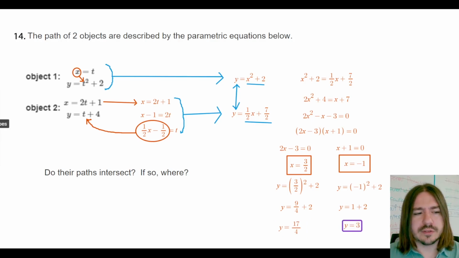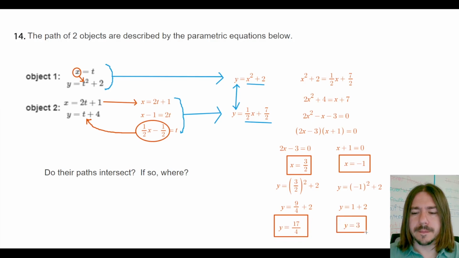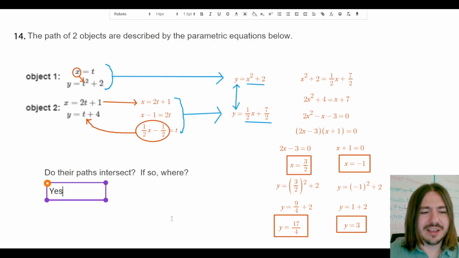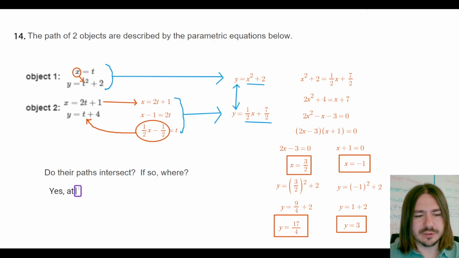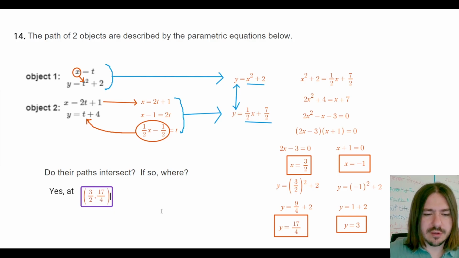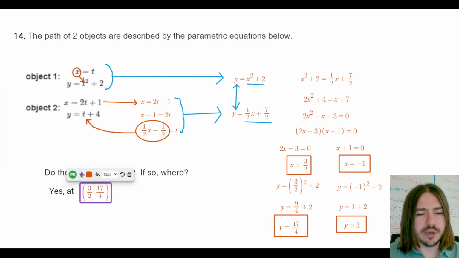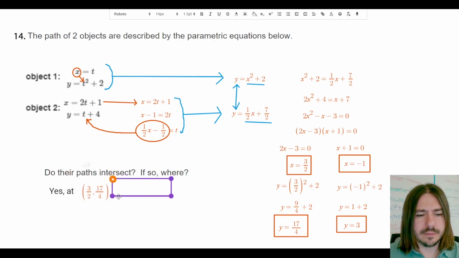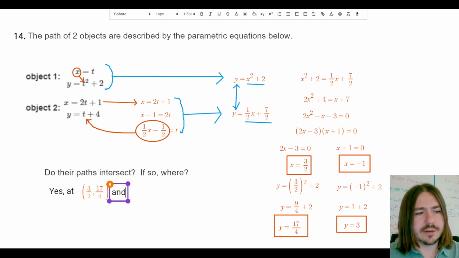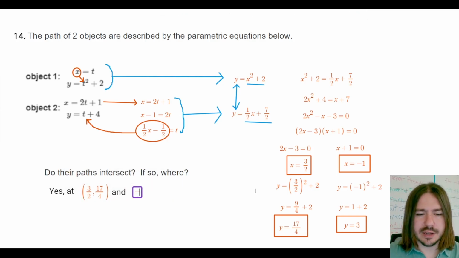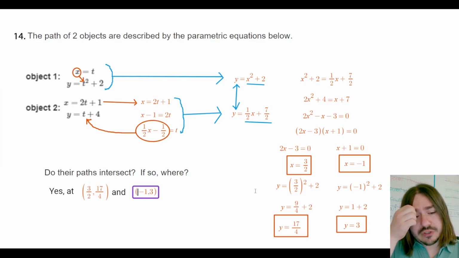So we've got two coordinates where these objects' paths are going to intersect. So do the paths intersect? Yes, they do. We just found where. I'm going to have to type this out using the equation because I've got these fractions. So at (3/2, 17/4), that's one location. And the second one is going to be at (-1, 3). So we do have 2 points of intersection for these two paths.